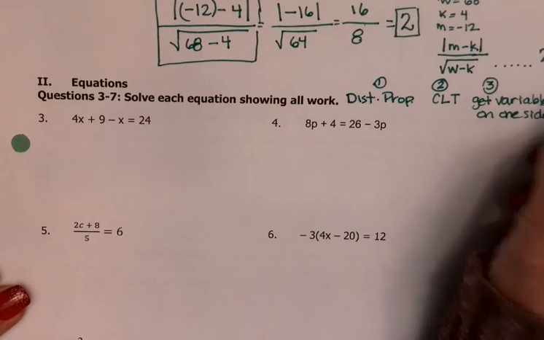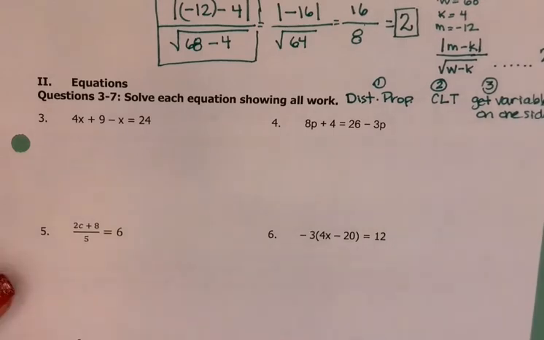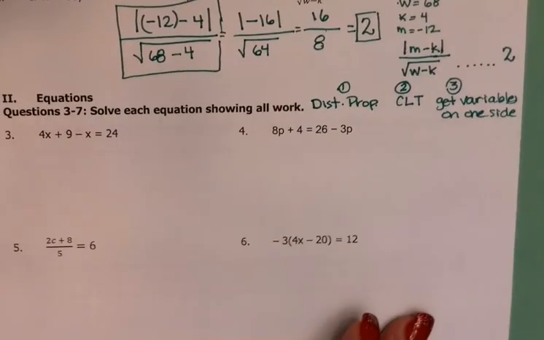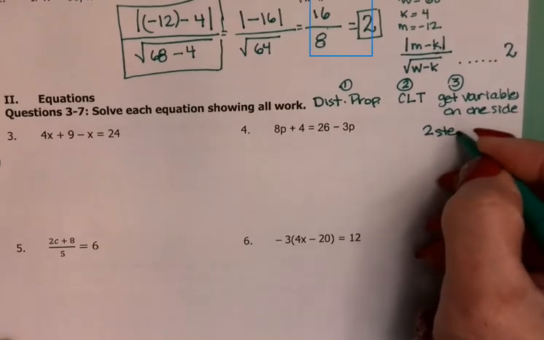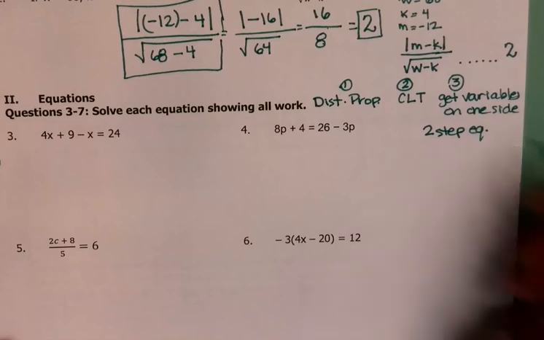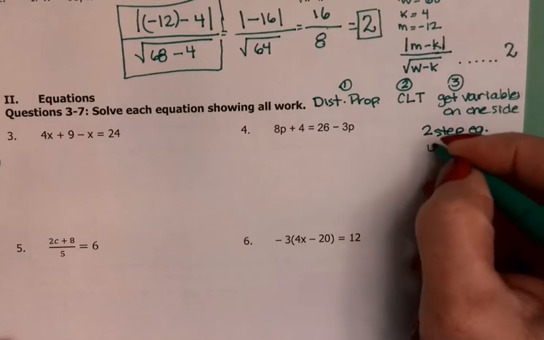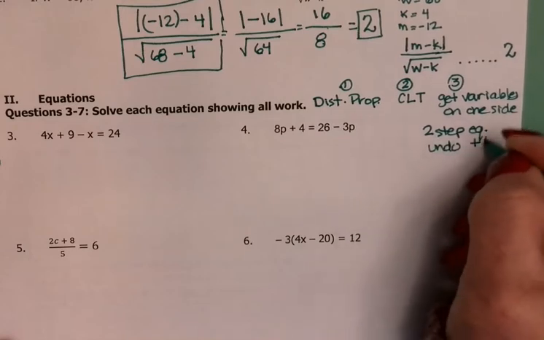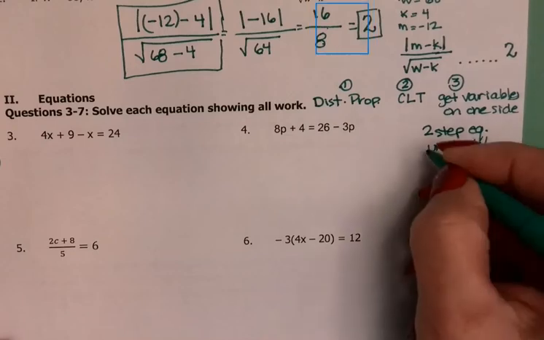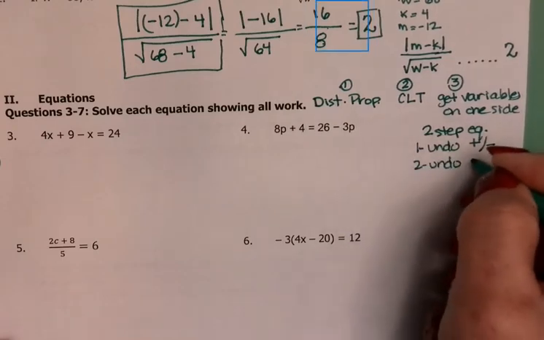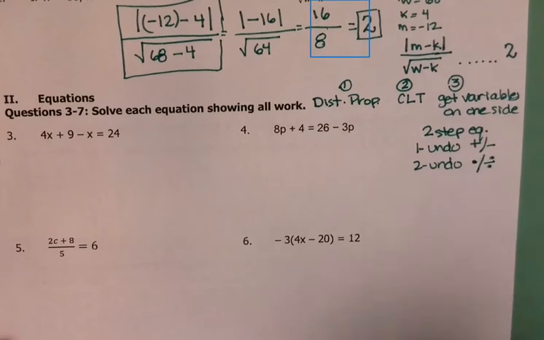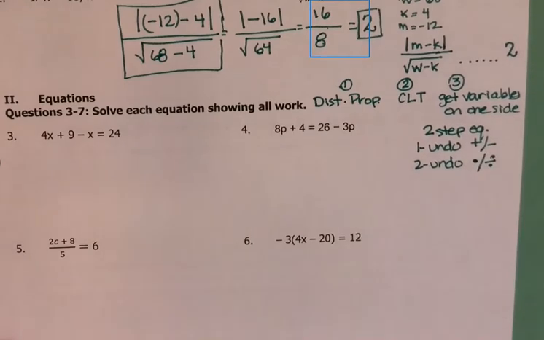Once you've done that, you are down to a two-step equation. And in a two-step equation, you are going to use inverse operations to isolate the variable. You will undo any addition or subtraction first, and then you will undo any multiplication or division after that, and you will get your variable by itself.